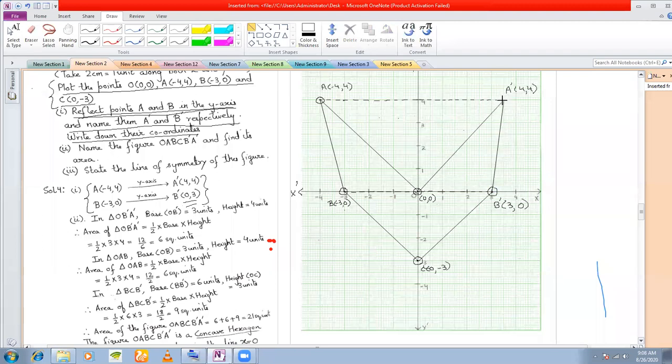Okay, this is what you're getting. This is the kind of figure that you're getting when you join. This figure is formed by these points O, A, B, C, B dash, A dash. Check and join it. If you're doing it, please do it.